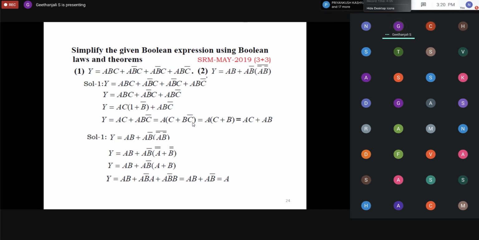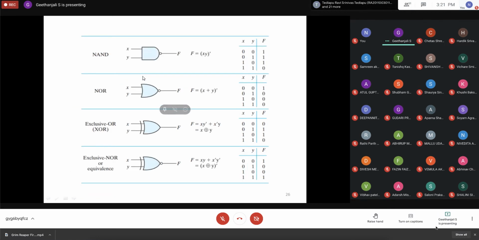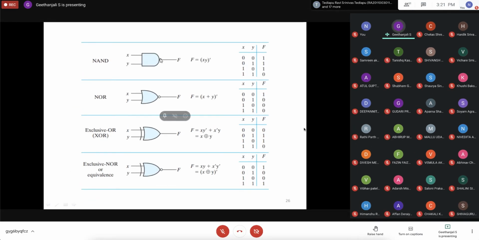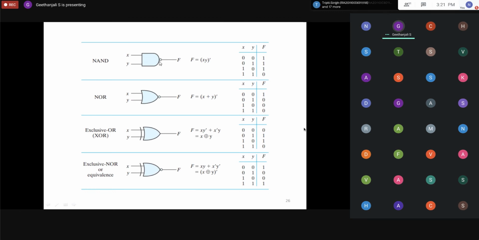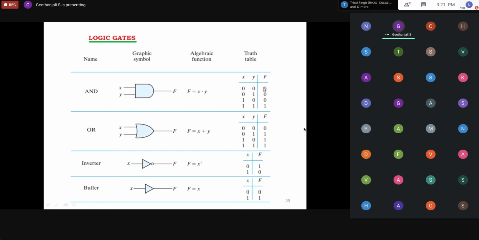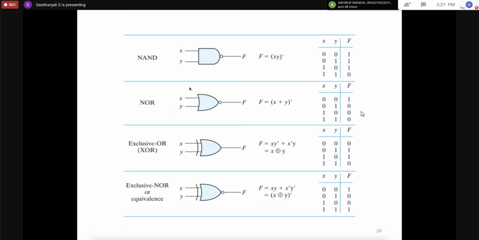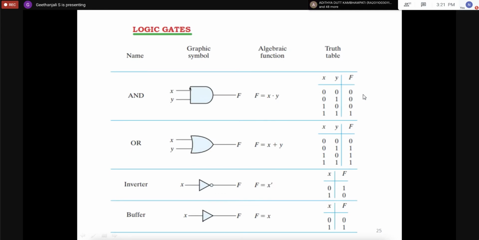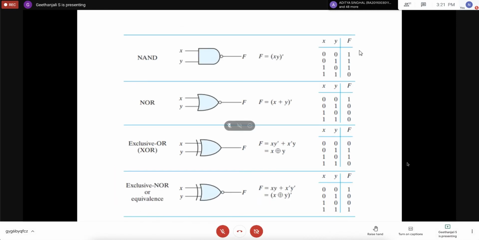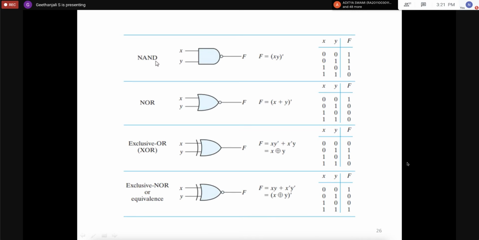This is the symbol for AND. NAND means you have to add one NOT gate. So the small circle is representing the NOT gate. Whatever you are getting here, you have to give it to the NOT gate. So 1110 will be the output of the NAND gate. So what will be the output? 1110. This is the NAND gate.